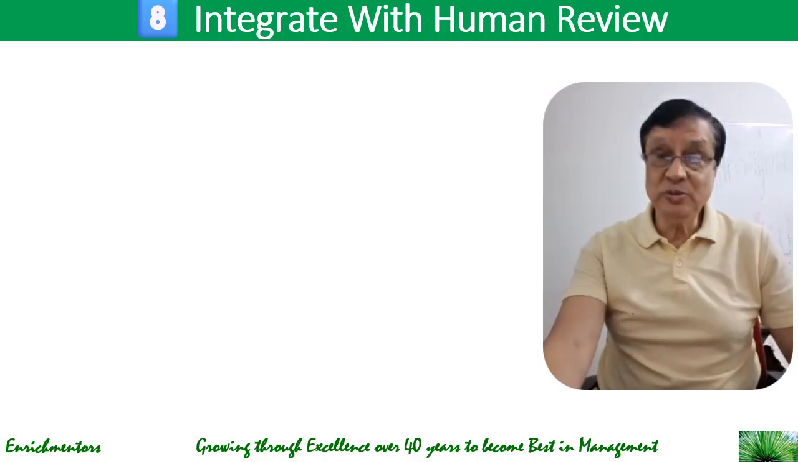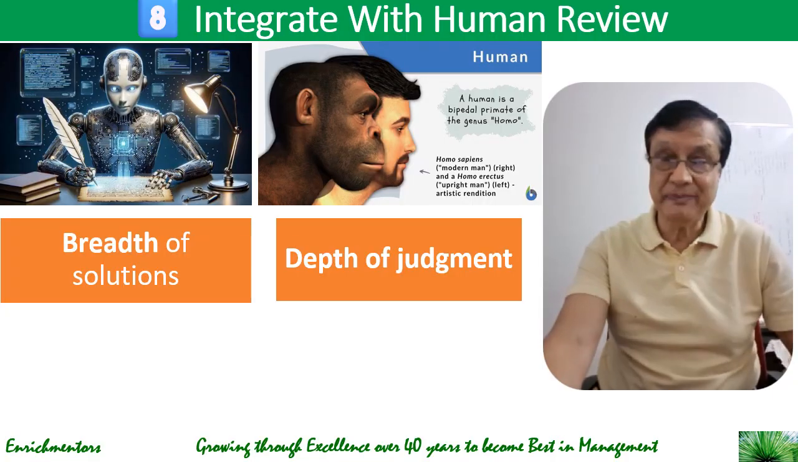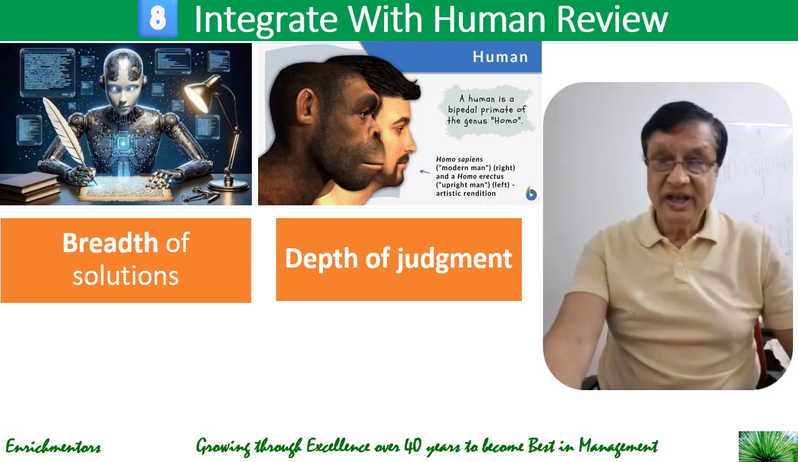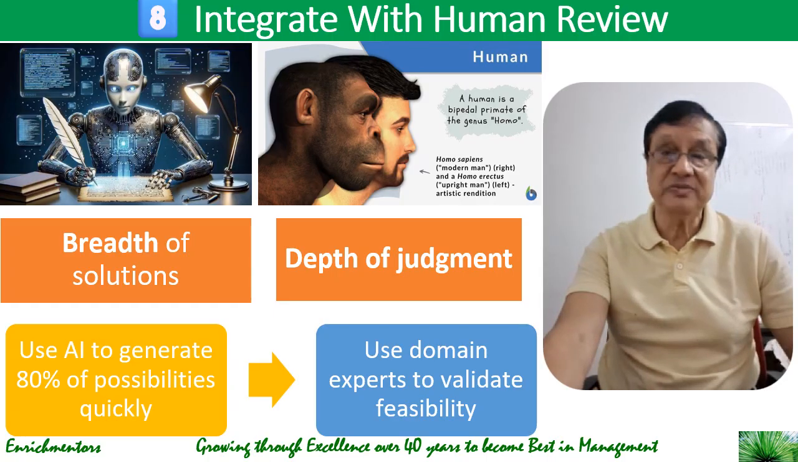Then you integrate with human review, because AI provides the breadth of solutions. It gives you multiple options, thousands of options, and humans provide the depth of judgment. So you need to integrate both of them together. You can use AI to generate 80% of the possibilities quickly, that's what it is best at, and then use domain experts to validate feasibility. Like this, you can integrate AI with human review.